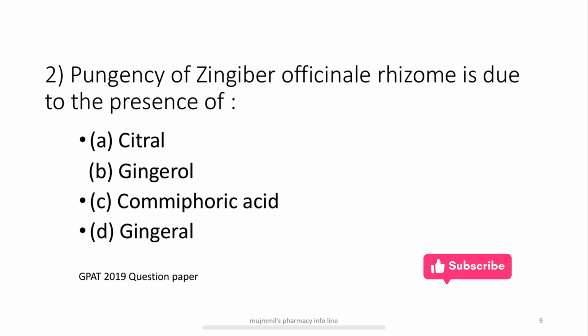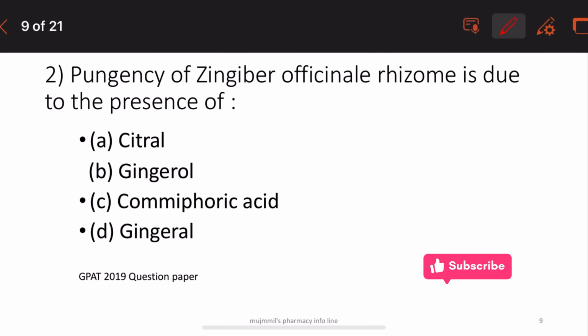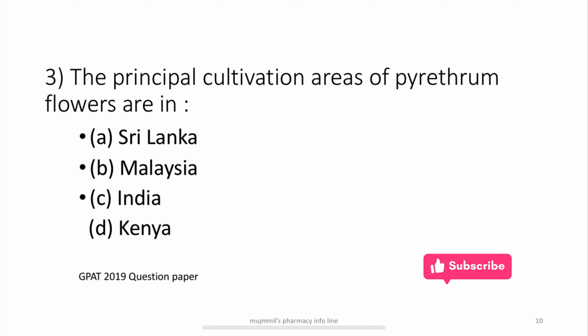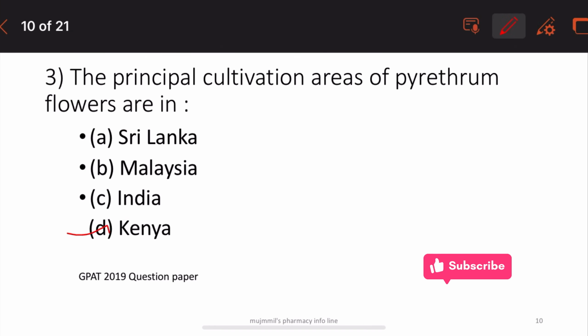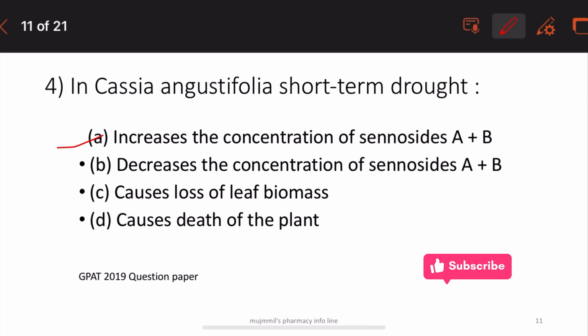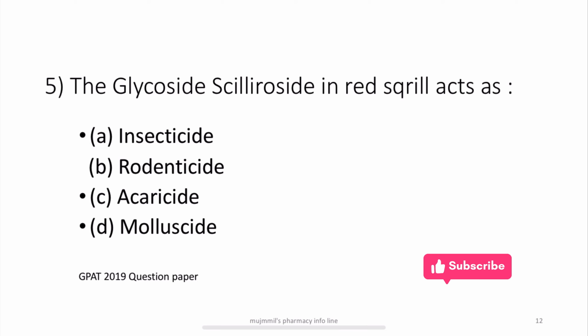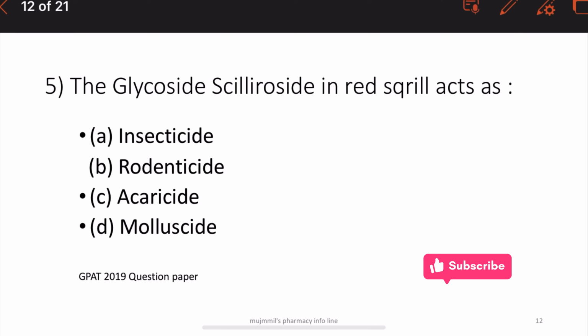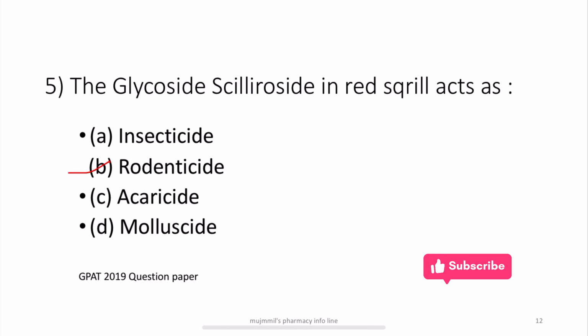Pungency of Zingiber officinale rhizomes is due to the presence of. The correct answer is option B, gingerol. The principal cultivation area of pyrethrum flowers are in. The correct answer is option D, Kenya. In Cassia angustifolia short-term drought, the correct answer is option A, increase the concentration of sennosides A and B. The glycoside scilliroside in a red squill act as. The correct answer is option B, rodenticides.